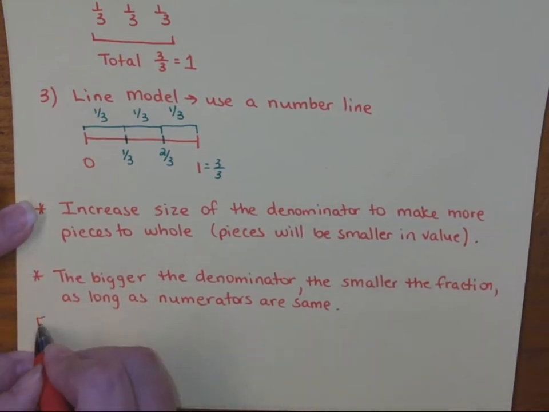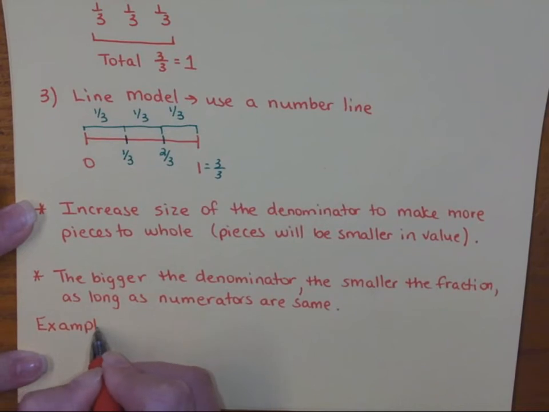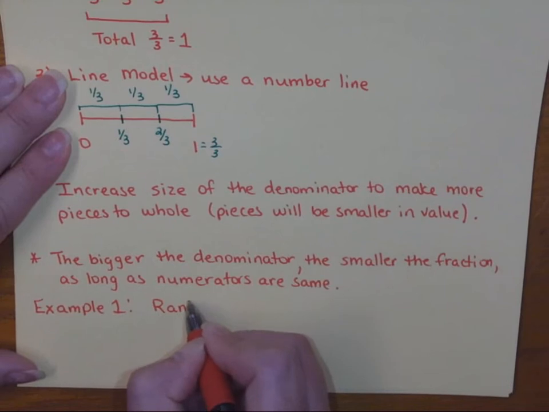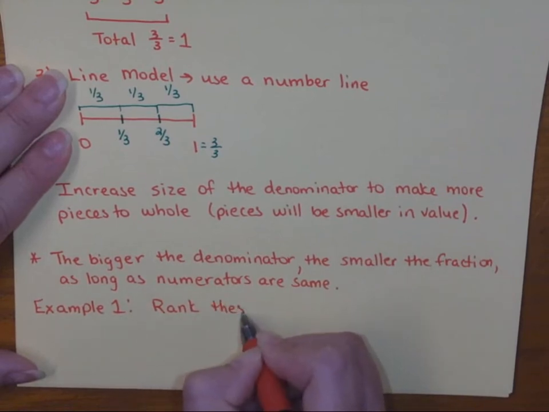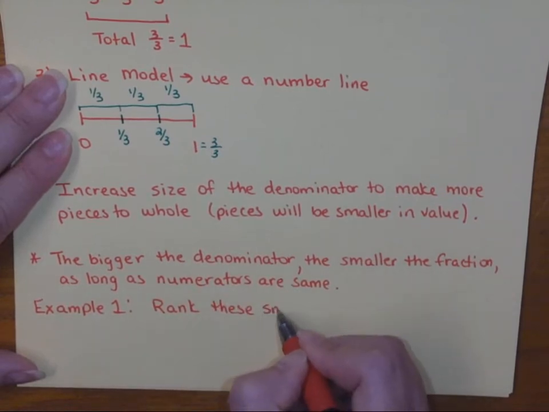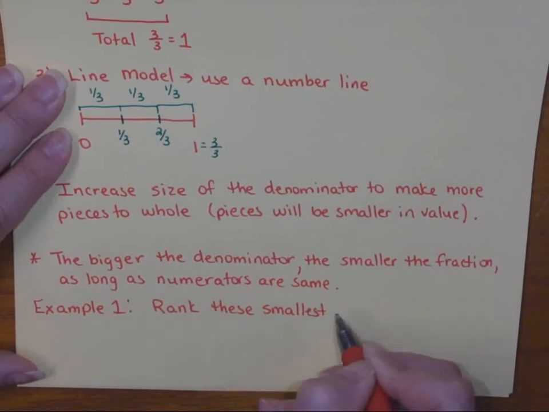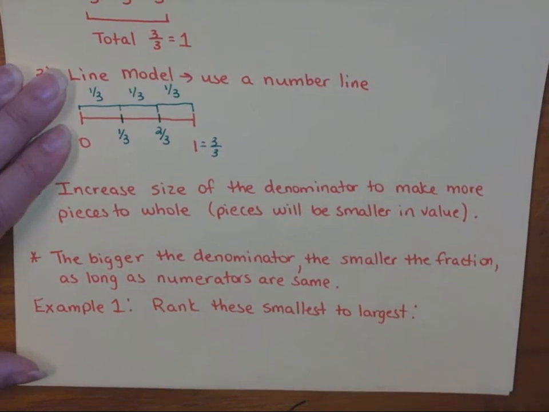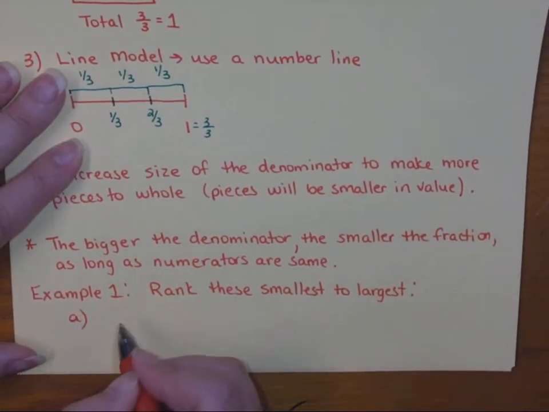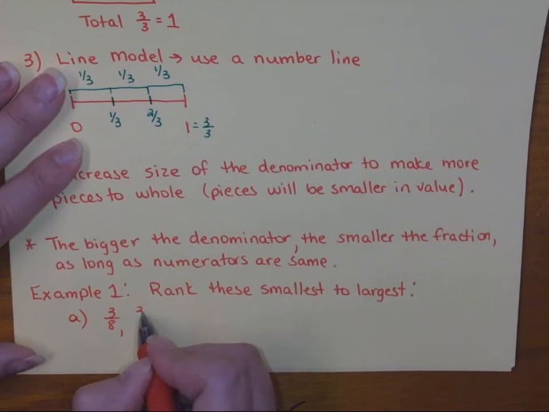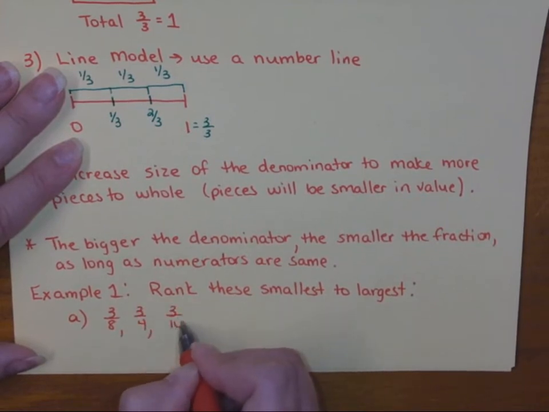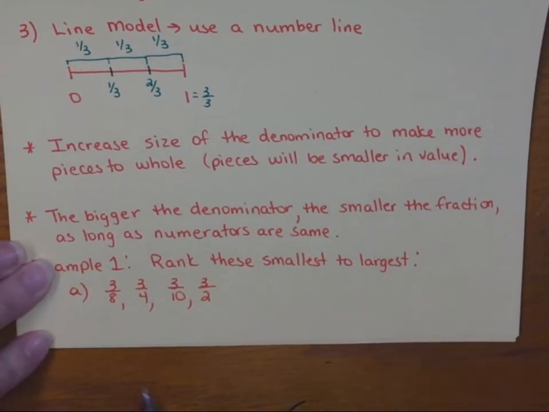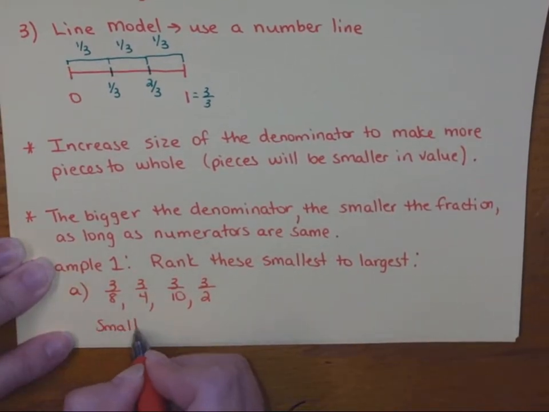Okay, so let's look at an example of this. So let's say that I want you to rank these from smallest to largest. And I don't want you to get out a calculator, and I don't want you to draw pictures. I want you just to use what I would call fraction sense to figure this out. So let's say we have 3/8, 3/4, 3/10, and 3/2. Okay, and we're going to rank these smallest to largest.